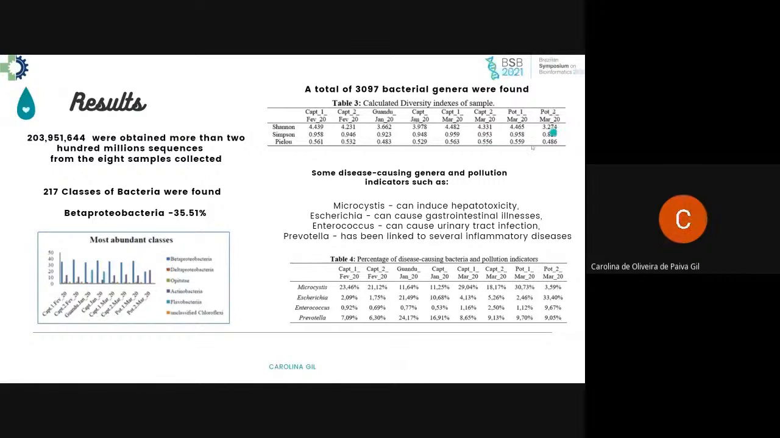So some disease-causing genera and pollution indicators such as Microcystis can induce hepatotoxicity, Escherichia can cause gastrointestinal illness, Enterococcus can cause urinary tract infection, and Prevotella has been linked to several inflammatory diseases. Although we don't know exactly the species of the genera found above, these results are worrisome and need to be examined carefully.